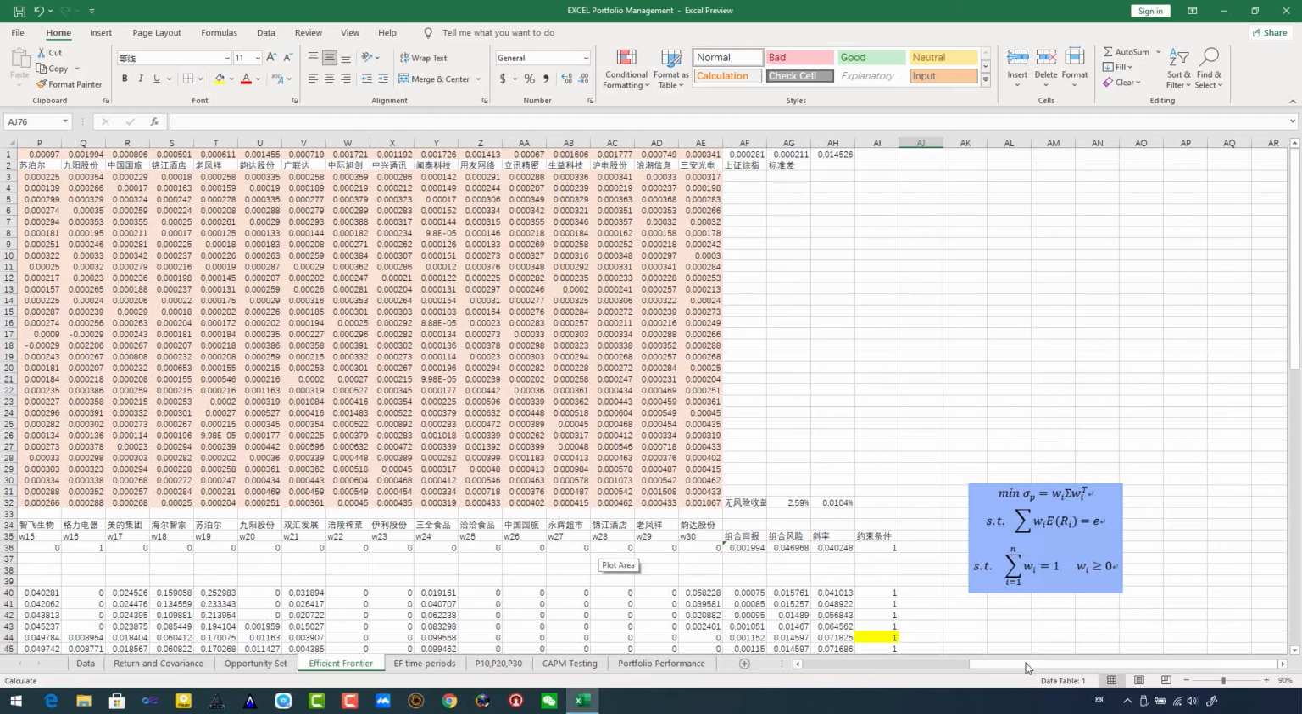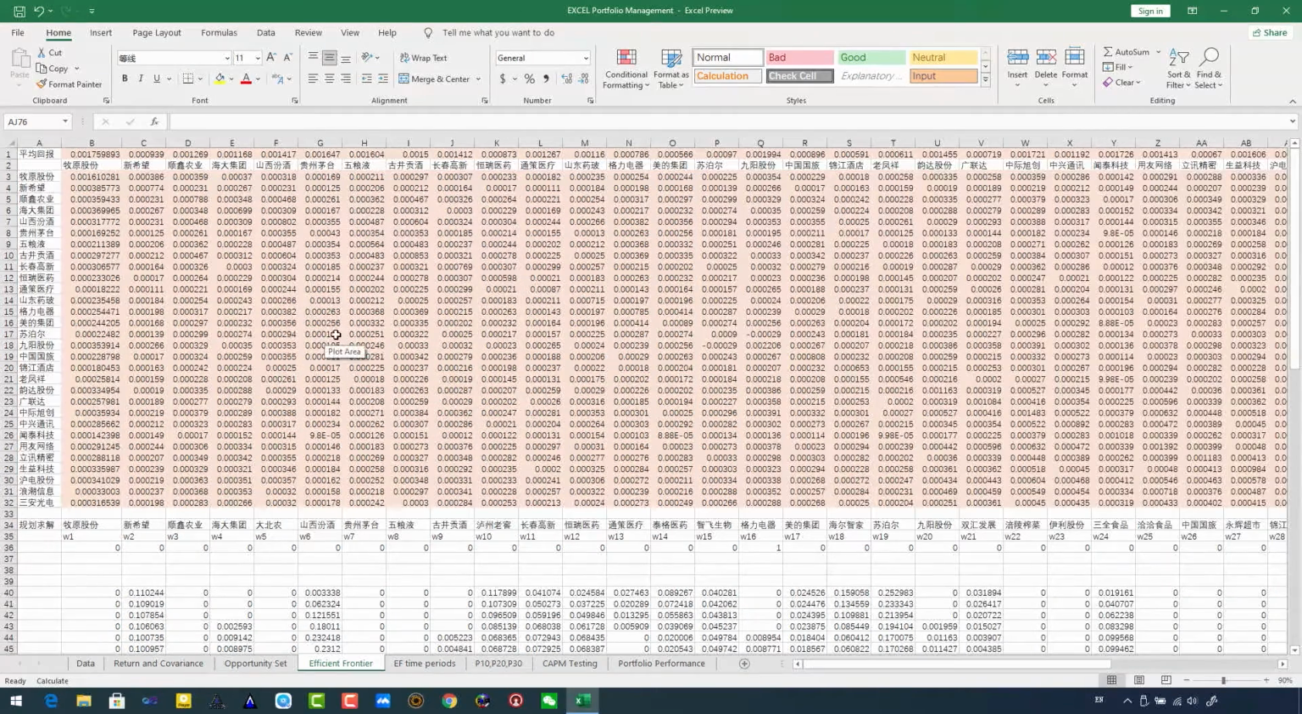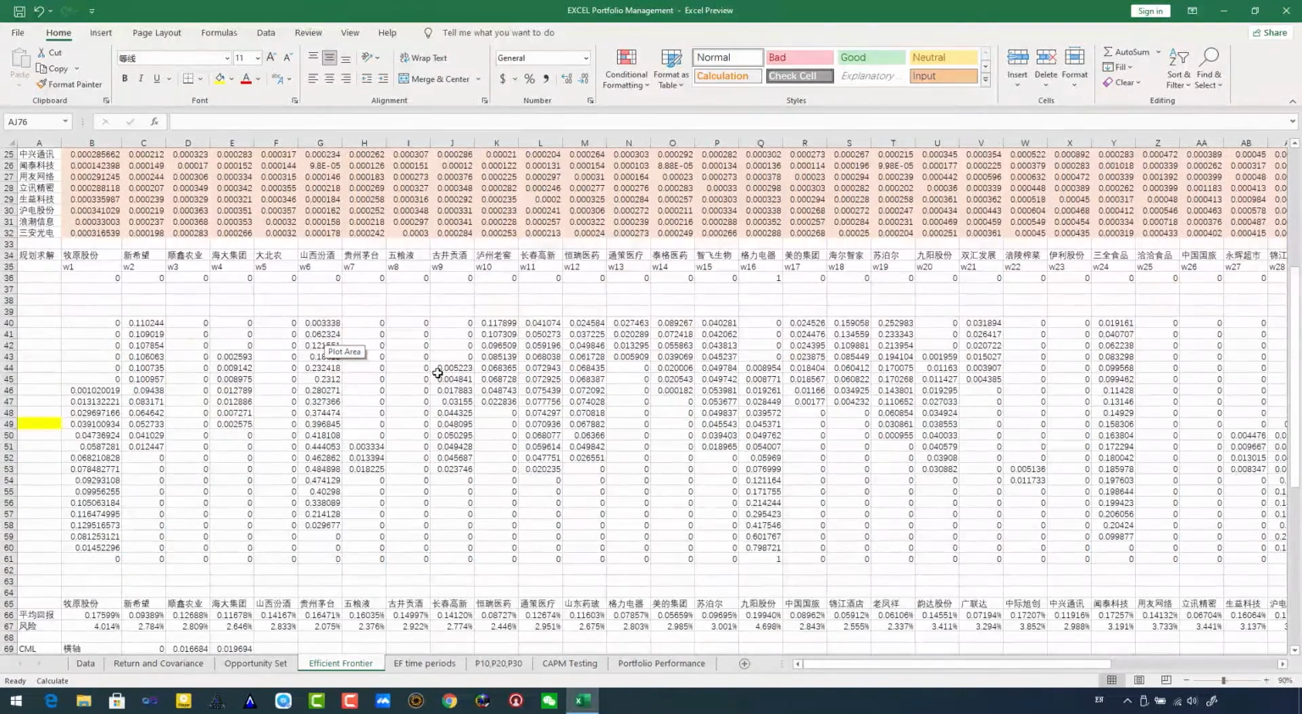Now let's have a look. That's the efficient frontier spreadsheet. And the same, we have the variance covariance matrix I copied from the previous spreadsheet, and also we have the expected return here. And how can we calculate the efficient frontier?